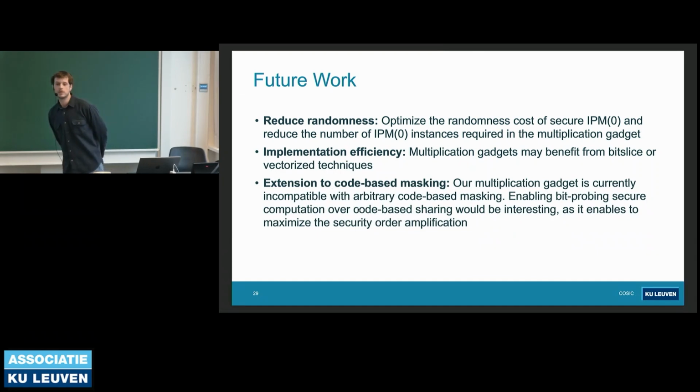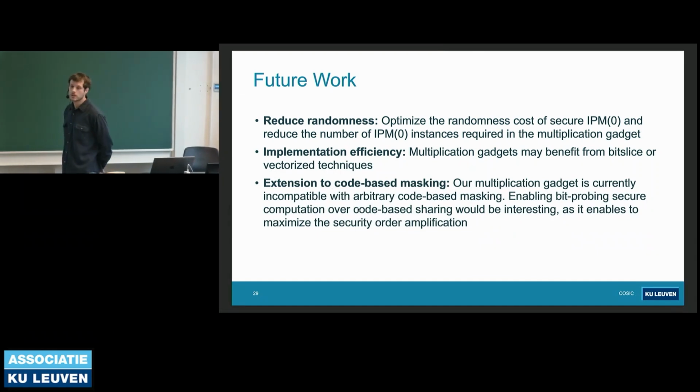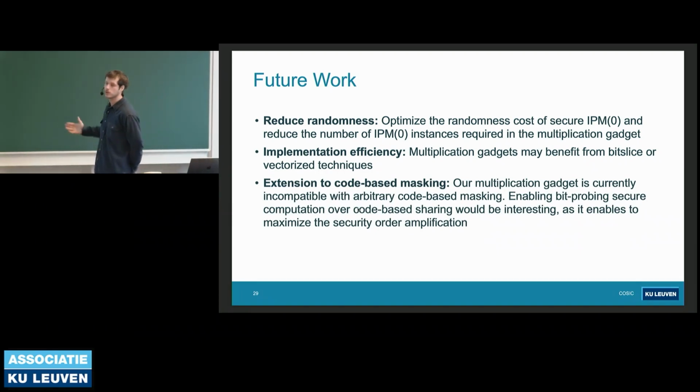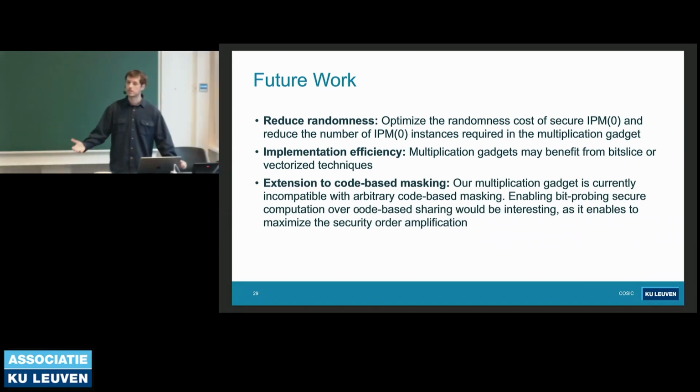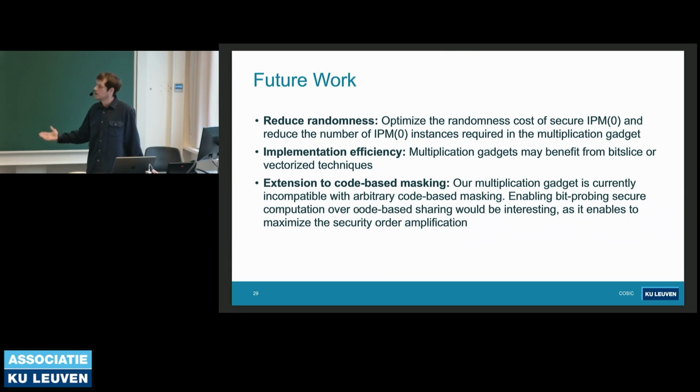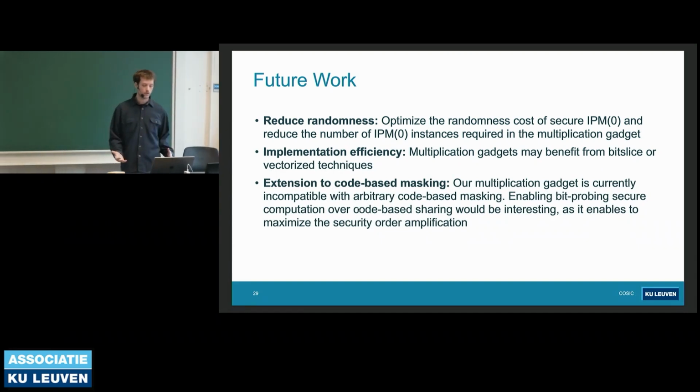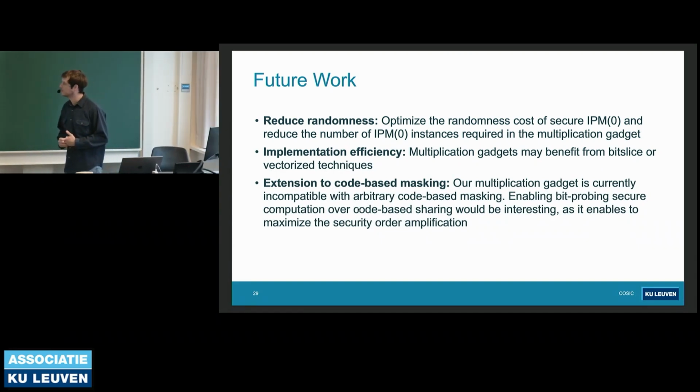Some future work to conclude. You saw the limitation was this randomness. We can try to optimize the randomness cost to generate this IPM encoding of 0, and as well the number of instances that we have to make. We can try to optimize the implementation, which might benefit from bit-slice or vectorized techniques. And finally, we would like to extend that to code-based masking. This was tailored to inner product masking, but in its current state, it is incompatible with code-based masking.